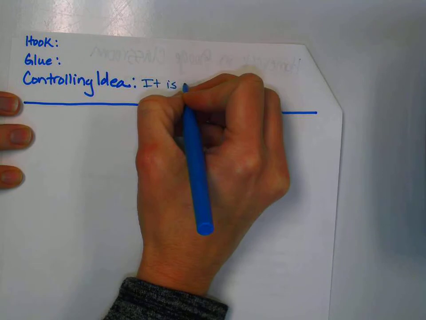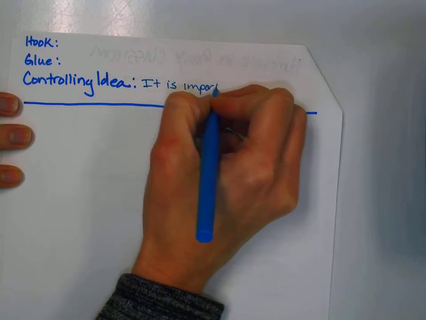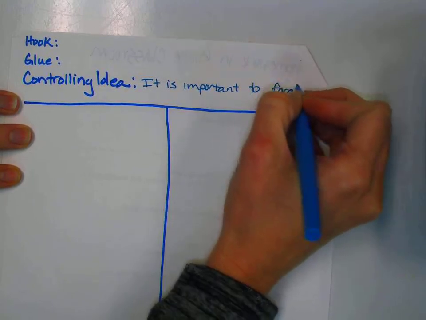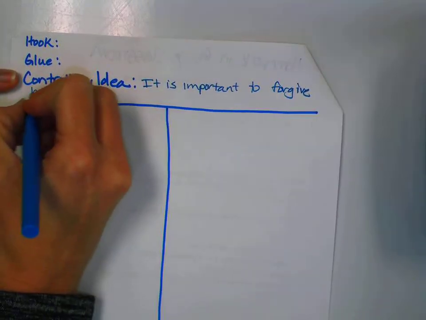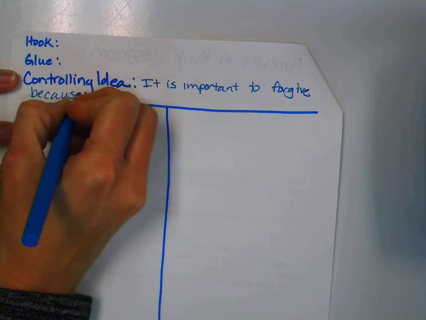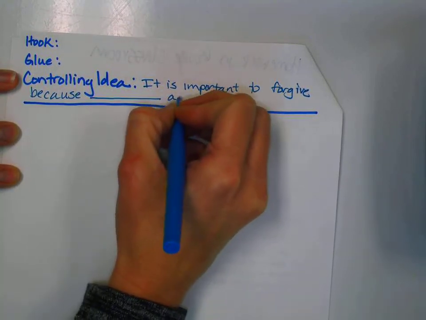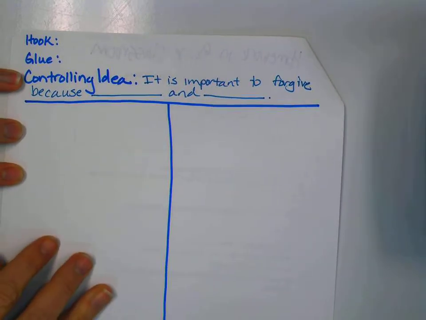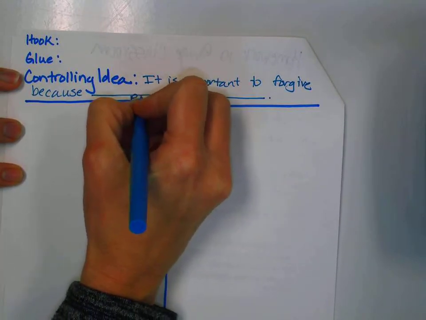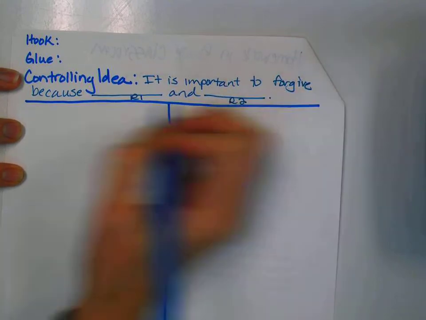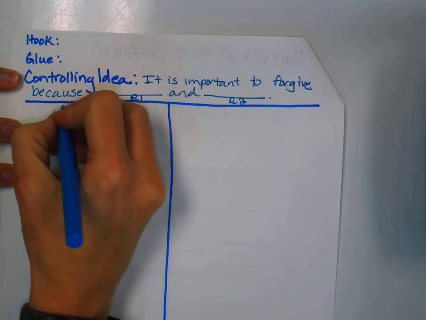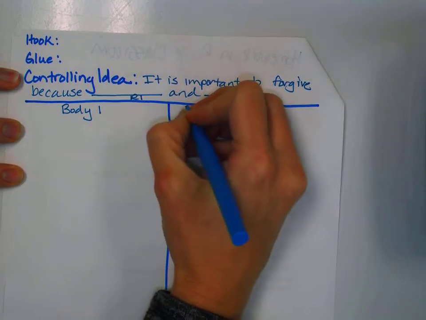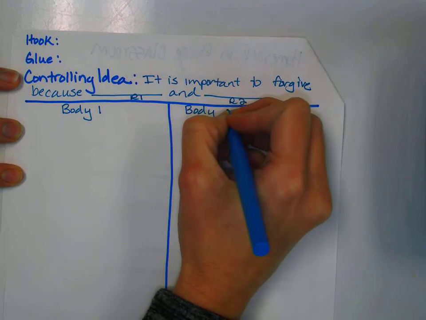it is important to forgive because blank and blank. Okay? So this is your reason 1 and this is your reason 2. So this box here represents body paragraph 1 and this box represents body paragraph 2.